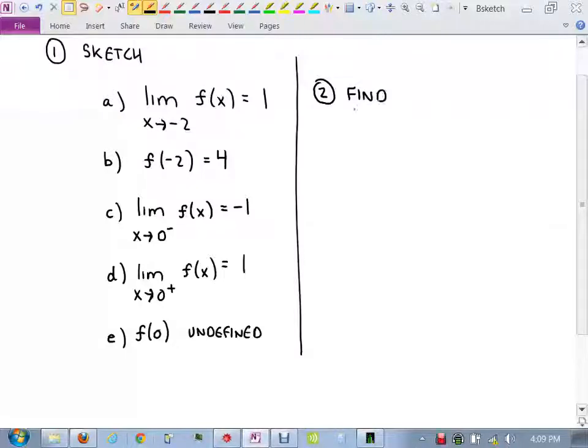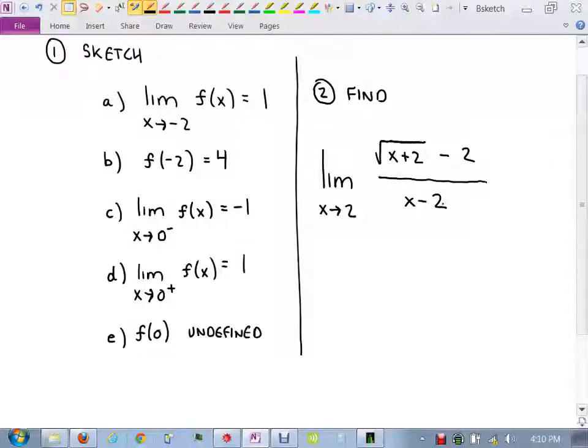Find the limit as x approaches 2 of the square root of x plus 2, minus 2, over x minus 2.